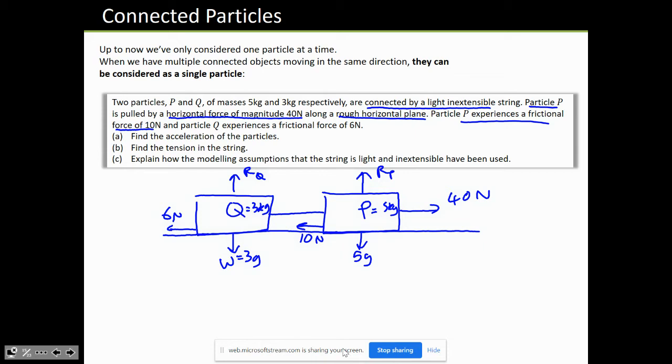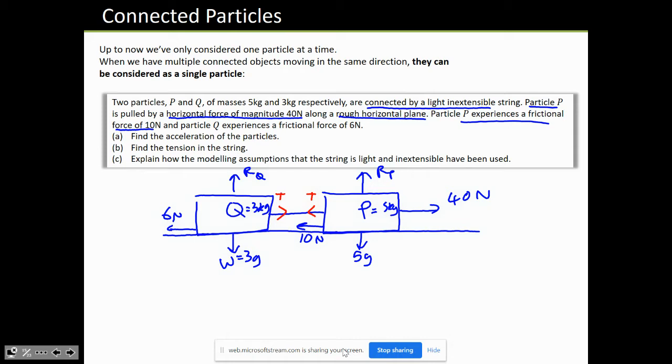Now, one thing that we've not really covered before, but I've mentioned, is tension. The string that connects P and Q is going to have tension. The object Q is going to be resisting the pull of object P, so there will be tension holding back object P. But also, the tension in the string is the force that is acting on object Q, the force that pulls object Q.